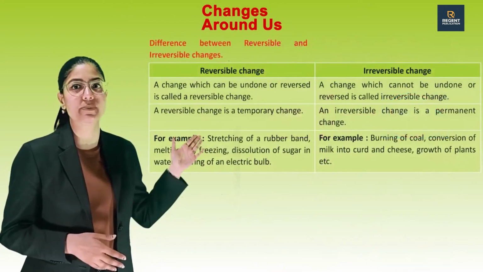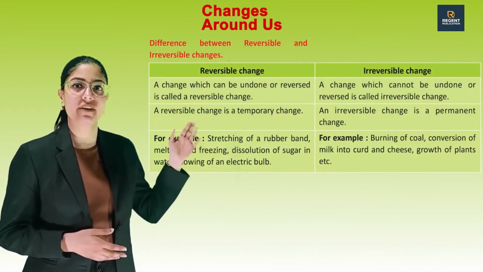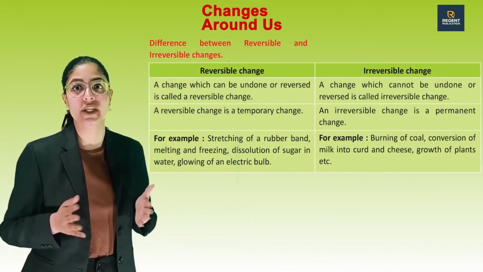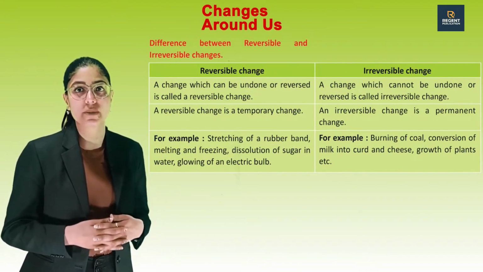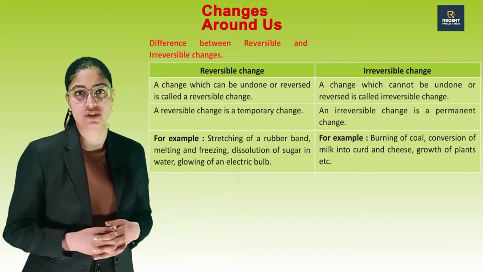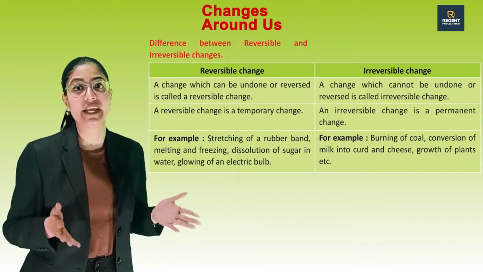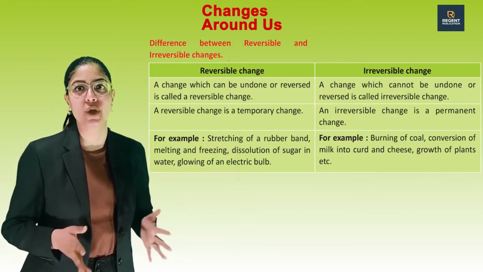Let's see the difference between reversible and irreversible changes. Reversible changes. A change which can be undone or reversed is called a reversible change. A reversible change is a temporary change. For example, stretching of a rubber band, melting and freezing, dissolution of sugar in water and glowing of an electric bulb.